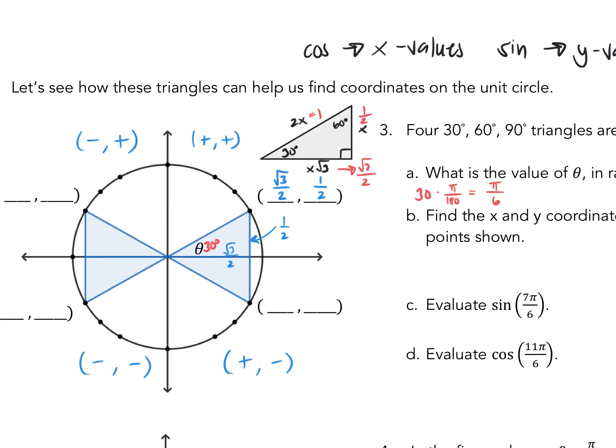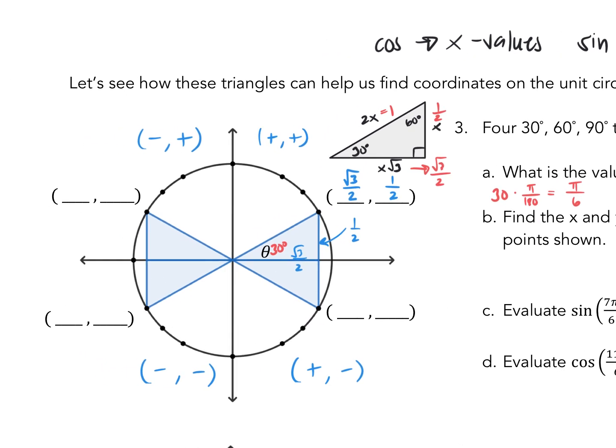Now I have to label the rest of these points around the circle. I've got the square root of 3 over 2, comma, 1/2. The only thing that's going to change in my second quadrant is it's going to make the x negative: negative square root of 3 over 2, positive 1/2. Third quadrant, they're both negative. Fourth quadrant, it will be a positive and then a negative. Okay, so right there we just figured out 4 points around the unit circle.